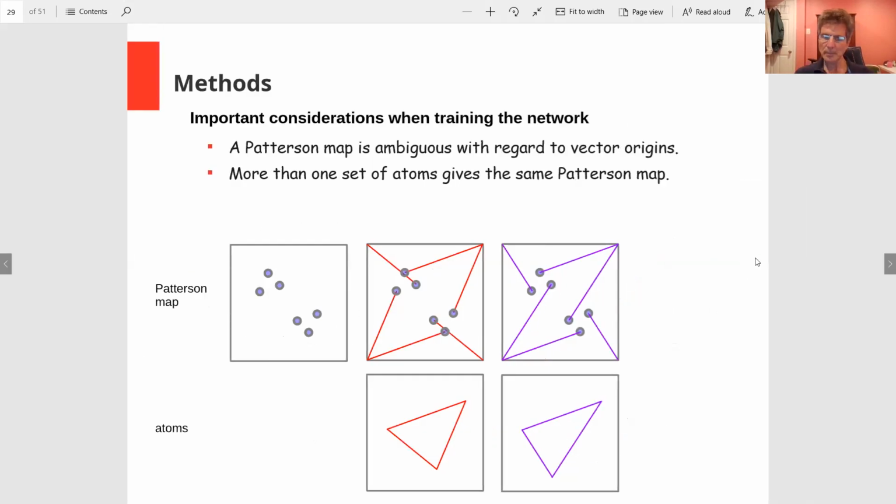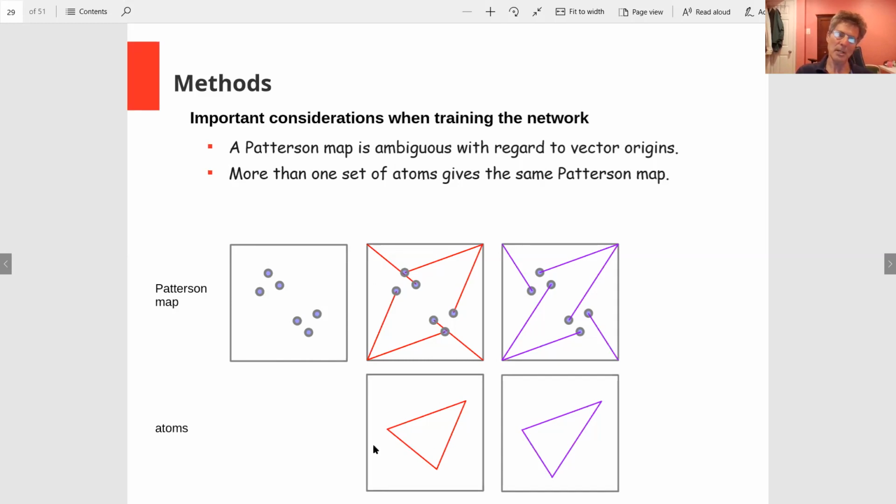Okay. Now, what do I mean about the Patterson map being ambiguous with regard to vector origins? So let's say that here on the very left box, I have a Patterson map with 6 peaks. So there are 6 peaks in the Patterson map because there are 3 atoms, and 3 times 2 is 6. That's the number of peaks is n times n minus 1. But the question is, how do you draw the vectors here?